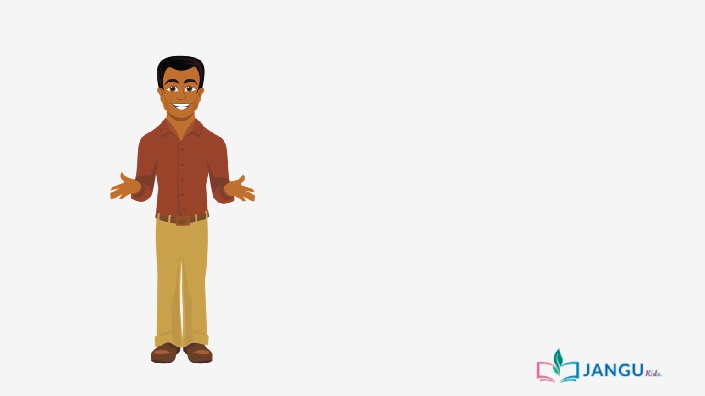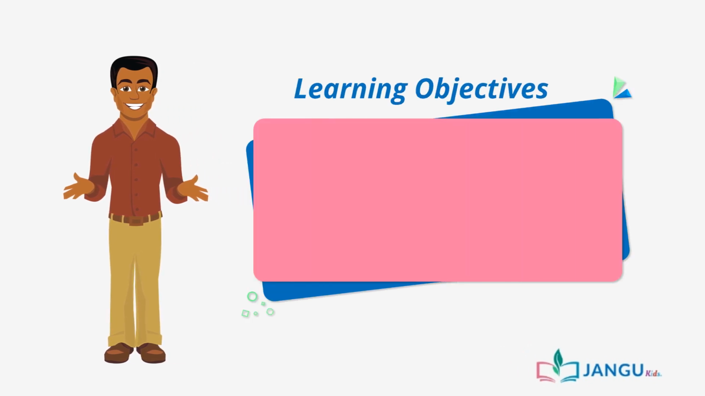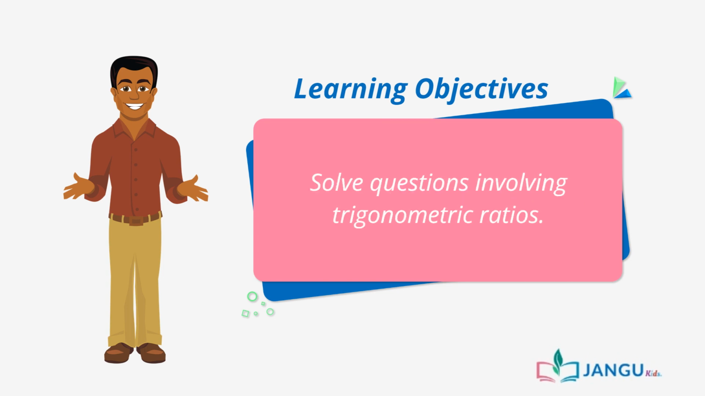By the end of the lesson, you would know how to: 1. Draw a right-angled triangle, 2. Identify trigonometric ratios, and 3. Solve questions involving trigonometric ratios.